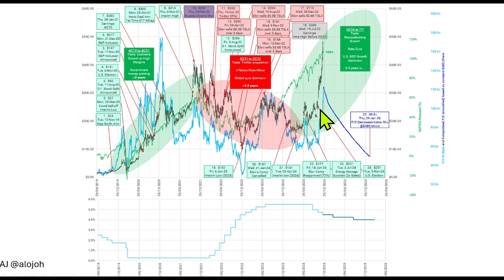Will we see pullbacks? Of course we will. It's never a straight line, even if last 2 weeks it looked like it is a straight line, but there will be pullbacks, but it's not a big deal.